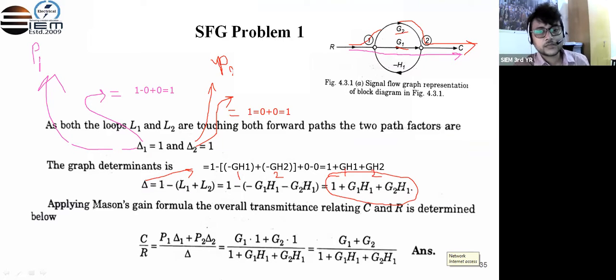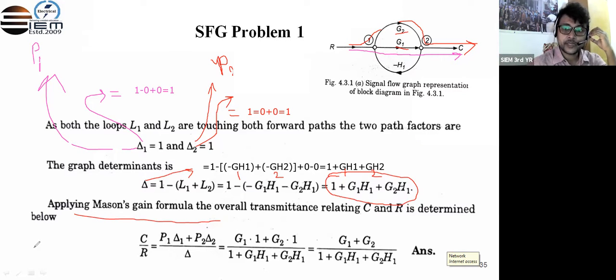Applying Mason's gain formula for the overall transmittance C by R, we know that C by R is equal to the summation of k equals 1 to K, Pk del k by del. This is the formula. And you know that the number of forward paths is 2, so it will go up to P2. So P1 del 1 plus P2 del 2 by del.